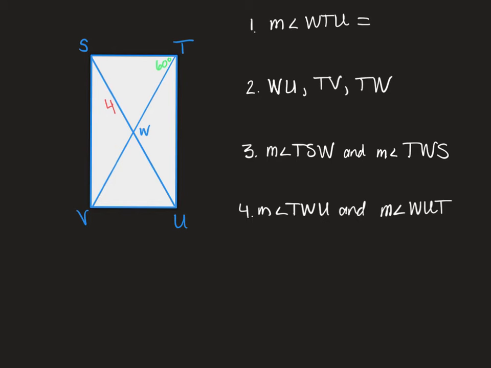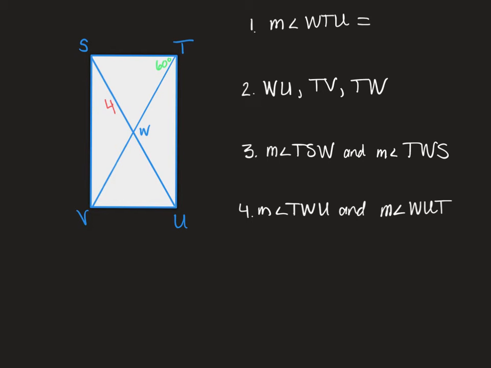Okay, so I've put a rectangle here, and some different example problems that I thought we could solve together. Looking at this rectangle, we have rectangle STUV, point W in the middle, and it's saying that the length from S to W is 4, and here we have a 60-degree angle.